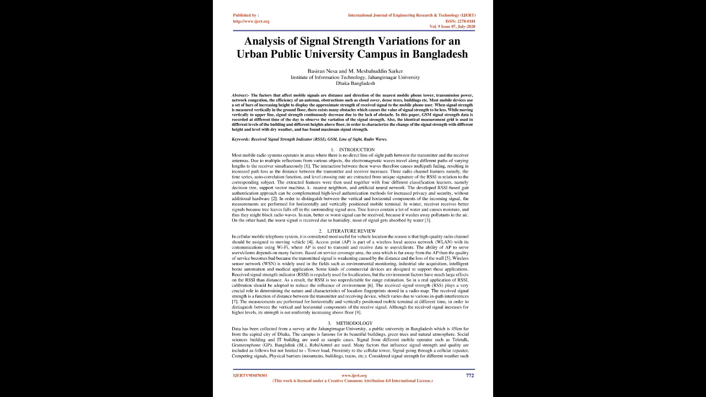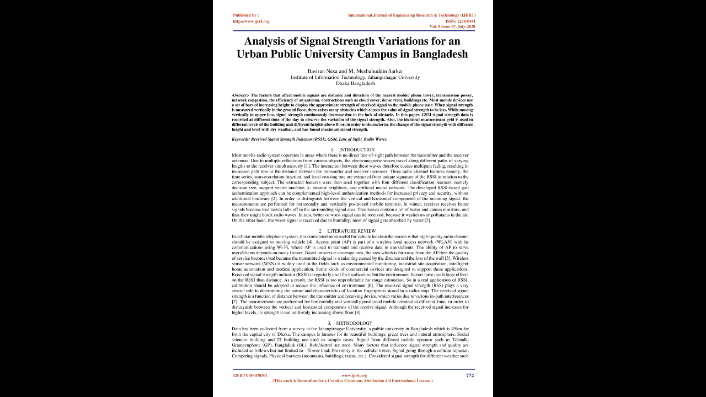1. Introduction. Most mobile radio systems operate in areas where there is no direct line of sight path between the transmitter and the receiver antennas. Due to multiple reflections from various objects, the electromagnetic waves travel along different paths of varying lengths to the receiver simultaneously. The interaction between these waves therefore causes multi-path fading, resulting in increased path loss as the distance between the transmitter and receiver increases.